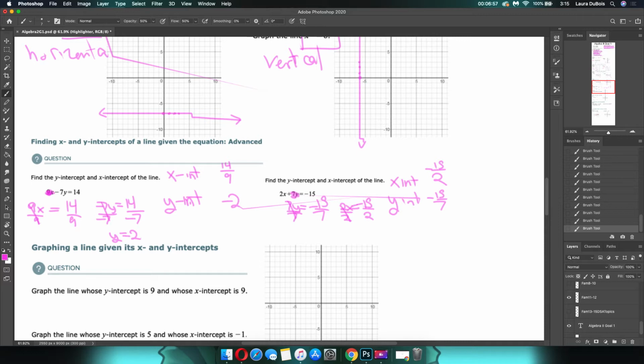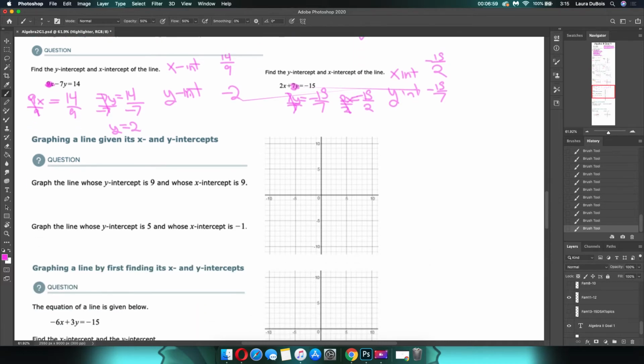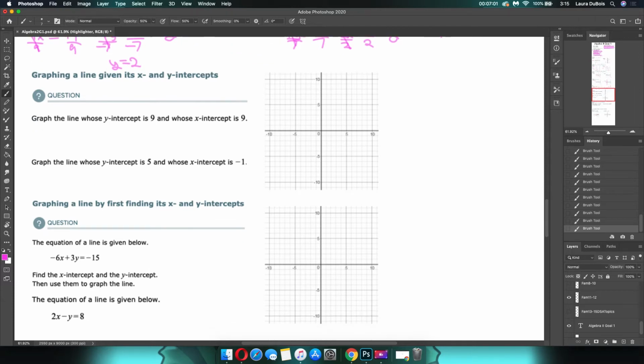We're kind of burning through these. It's almost like we did this before, because we did in Algebra 1. So the y-intercept is 9. Hopefully you'll hear my parking lot outside. The x-intercept is 9. And then there's your line. No muss, no fuss. Then graph a line whose y-intercept is 5 and whose x, nope, I did that wrong. Y-intercept, Ms. Dubois, pay attention. Y-intercept is 5, and then the x-intercept is negative 1. Boom, there's my line. No muss, no fuss.